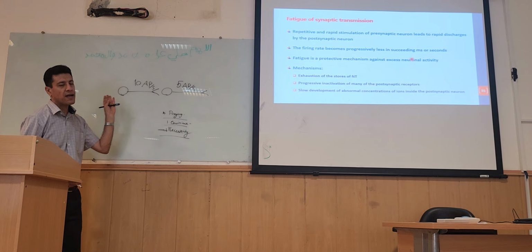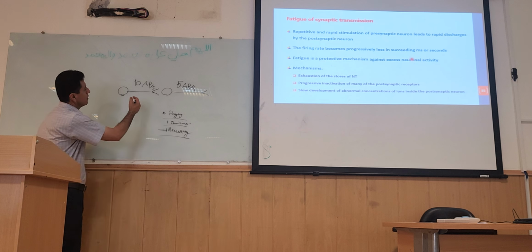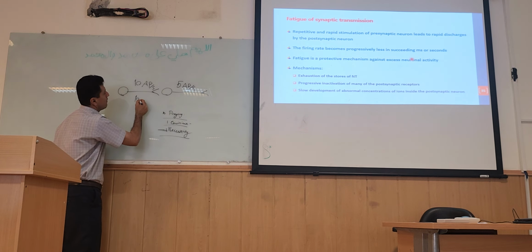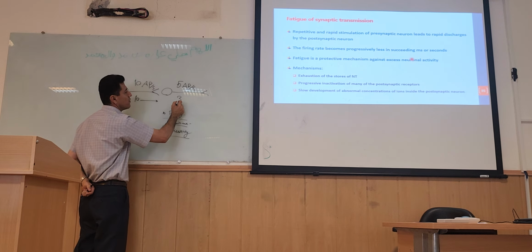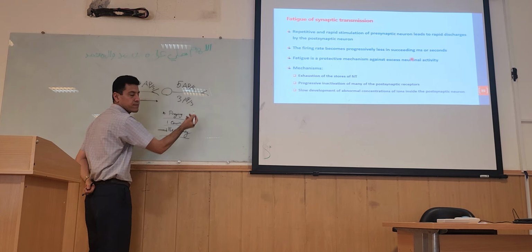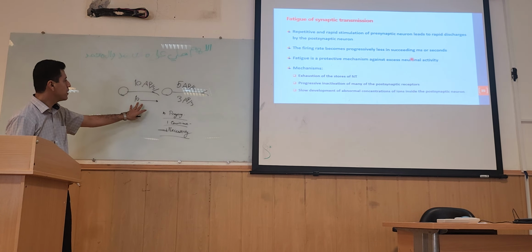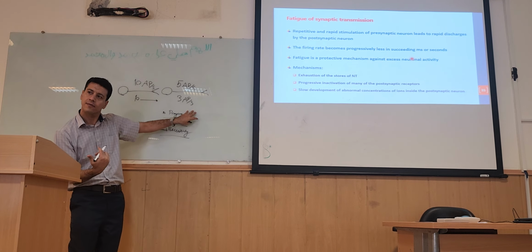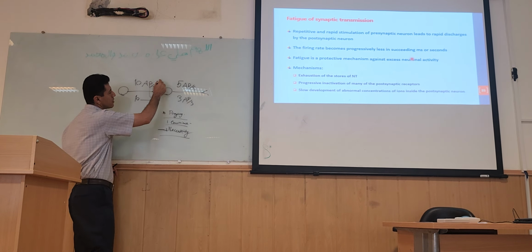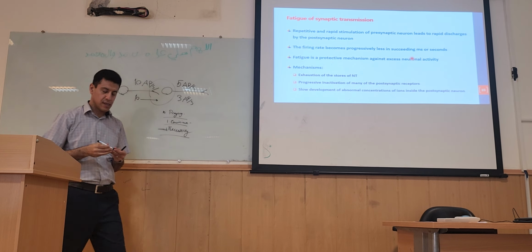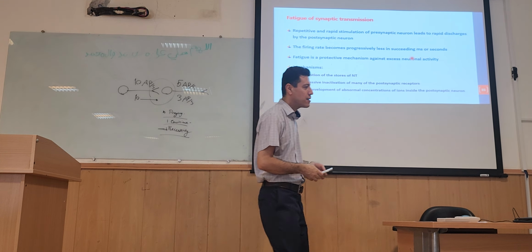So after repetitive activity of this synapse, for example, we will have 10 action potentials come here, but this neuron only responds with 3 action potentials. So the input is the same, but the output is different. Okay? Why does this happen? Because this synapse is tired actually. It's tired. Okay, so we call this fatigue.